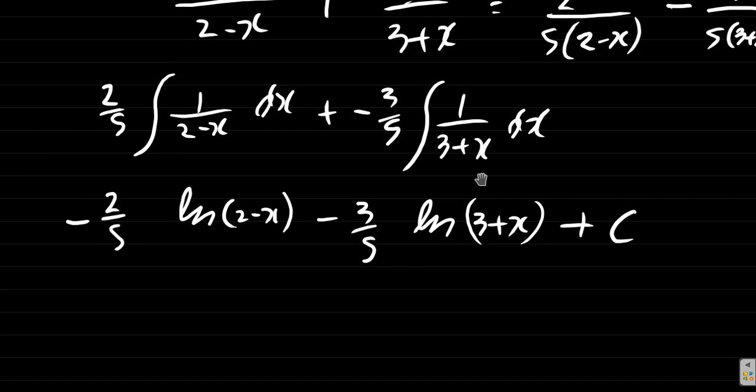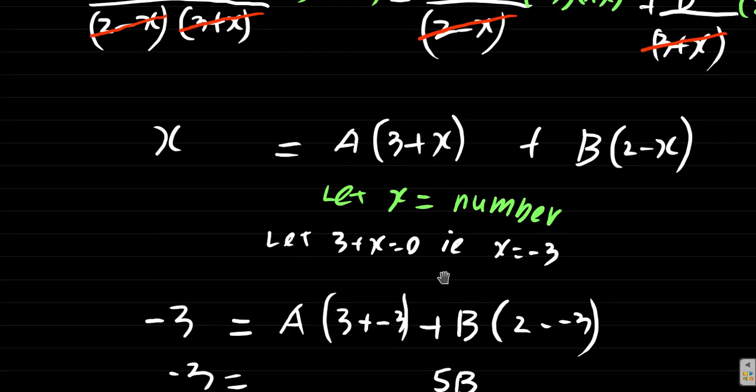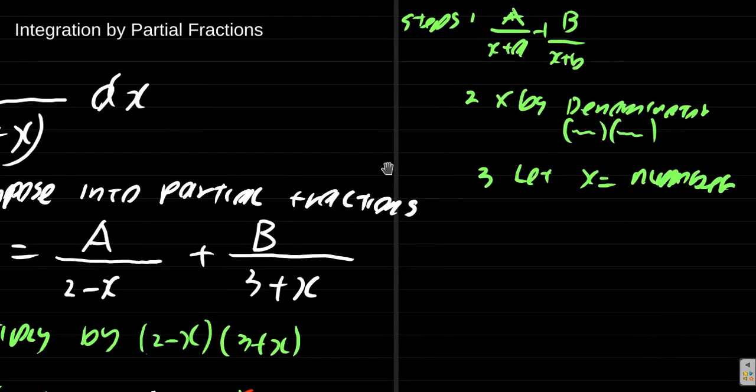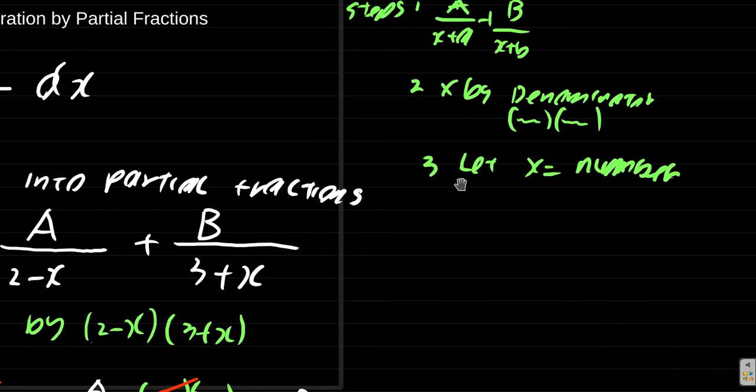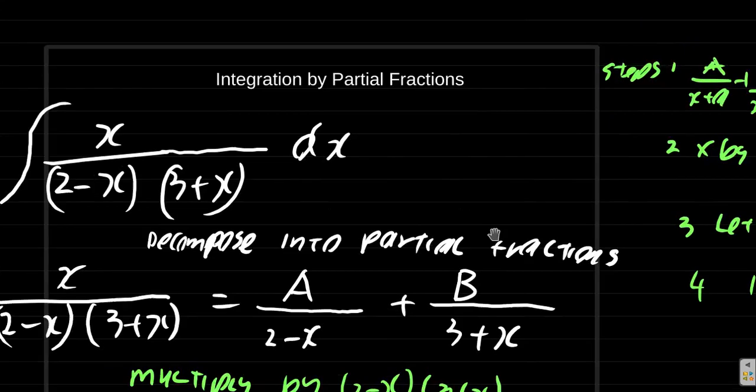But anyway, let's quickly review the steps. Step 1, we are writing in the form a over x plus a plus b over x plus b. Step 2, multiply by the denominators. Step 3, let numbers equal x. Here is where you'll find a and b. And step 4, you integrate.